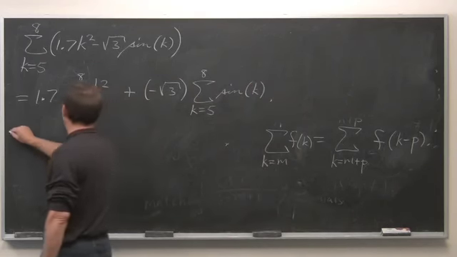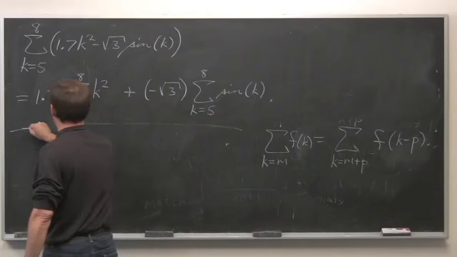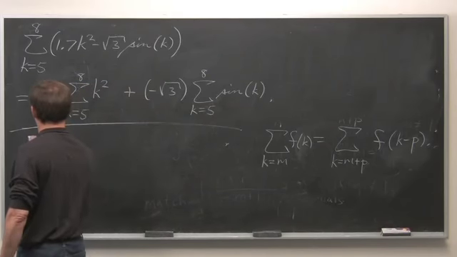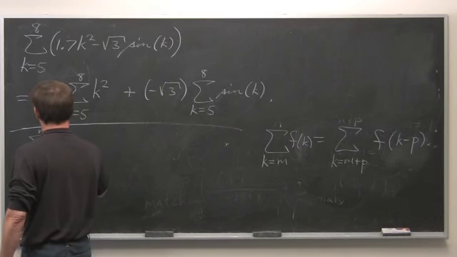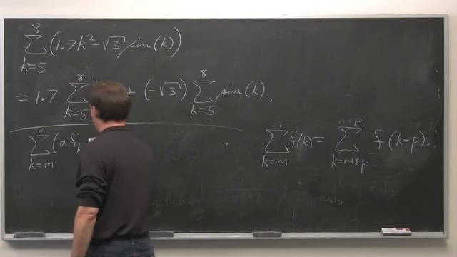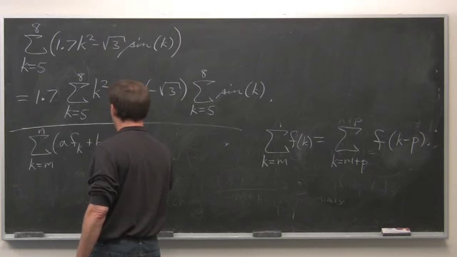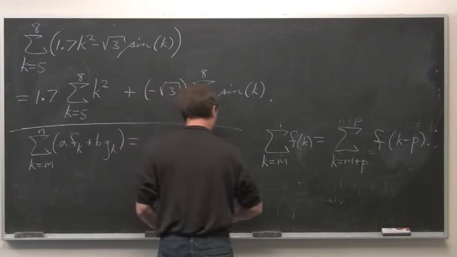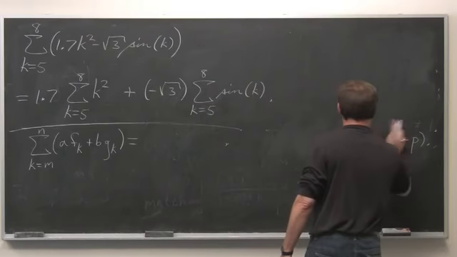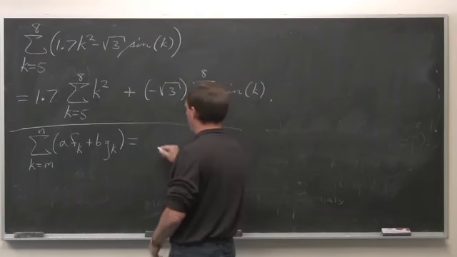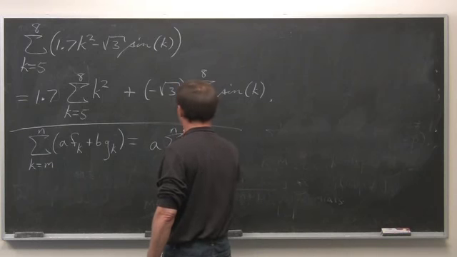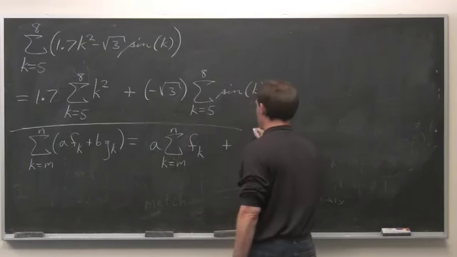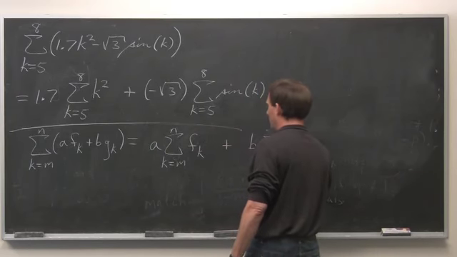So the general statement would be, if I have two functions and some constants, I take the sum as k goes from m to n of some constant times one function plus some constant times another function. I can split this up and write it as a times the sum as k goes from m to n of f sub k plus b times the sum as k goes from m to n of g sub k.